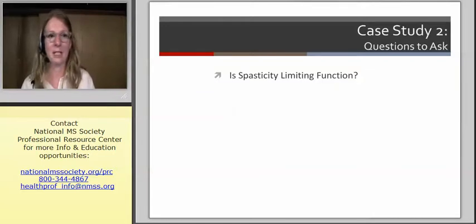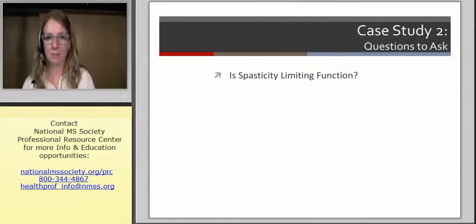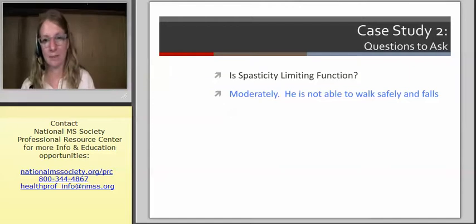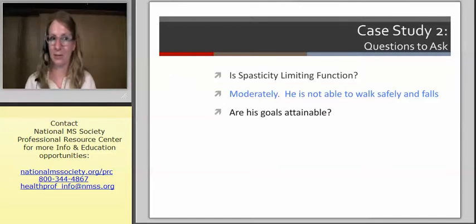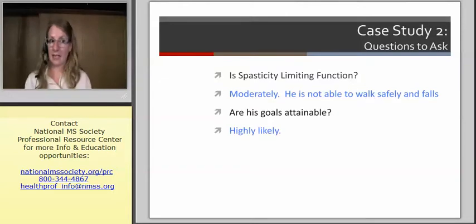So how much is spasticity limiting this gentleman's function? He can walk, but he still falls. So moderately, he is able to walk safely, sort of, some of the time, but he is having these falls every day. So, yeah, it is getting in his way. Are his goals attainable, to be able to keep working part-time, be able to walk around at work safely? Yeah, I think highly likely. I mean, he's walking pretty well. He's motivated. He continues to be active, continues to walk. So, yeah, I think his goals are pretty attainable.